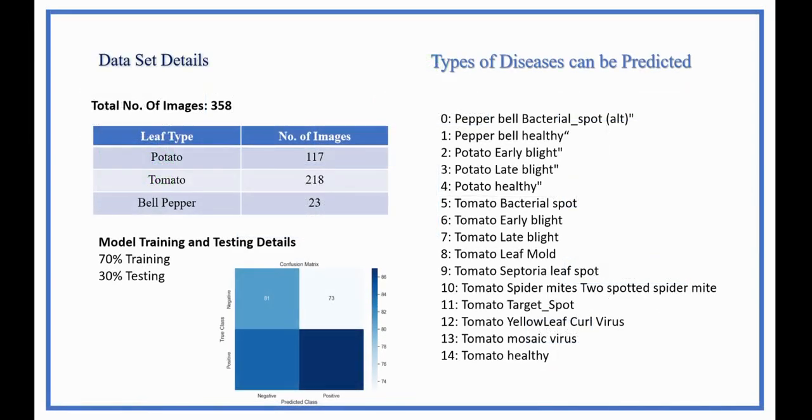Dataset details: the total number of images is 358, of which potato is 111, tomato 218, and bell pepper 23. The model is trained on a 70% training set and 30% testing set, which are split accordingly. It is based on 3 crops and 15 classes, of which 14 are disease types and 1 is a healthy class.